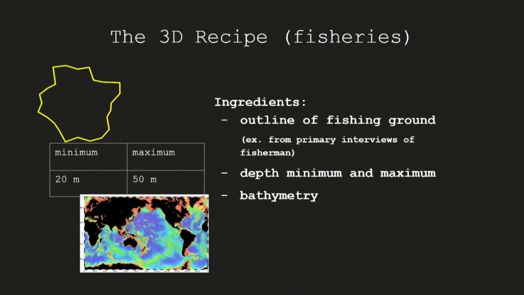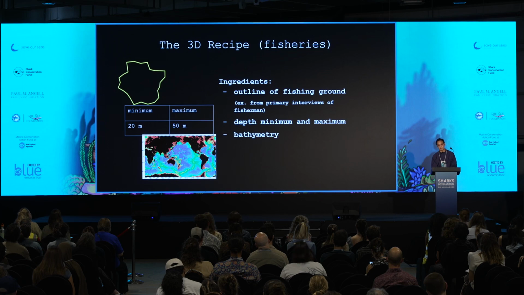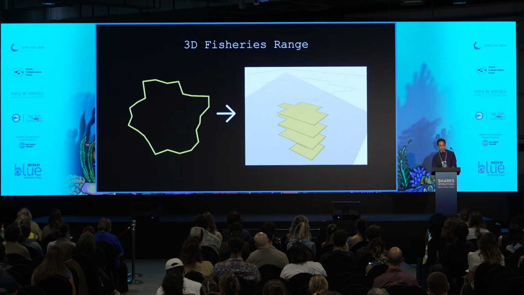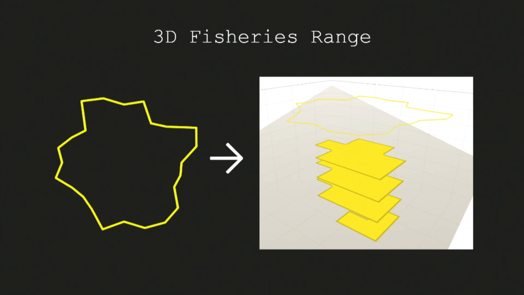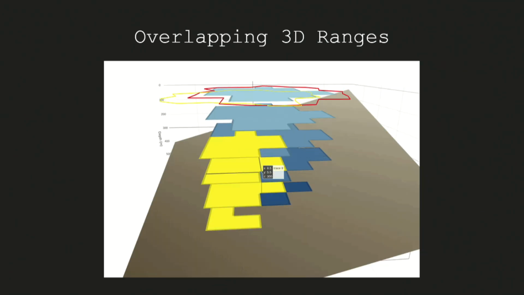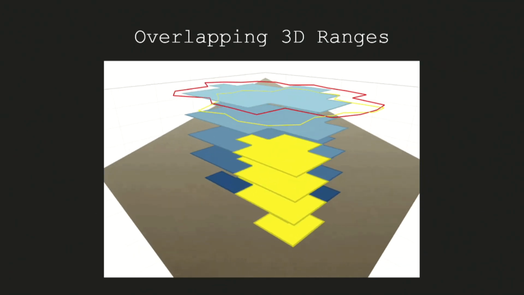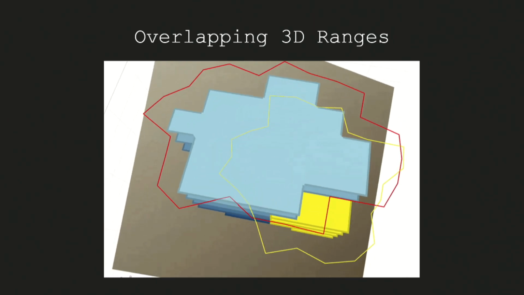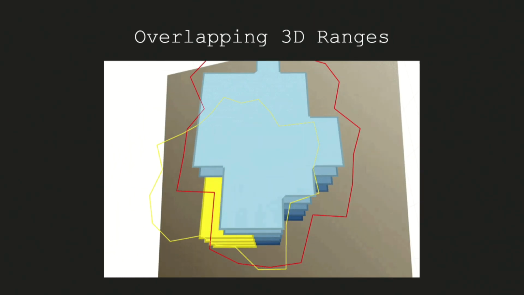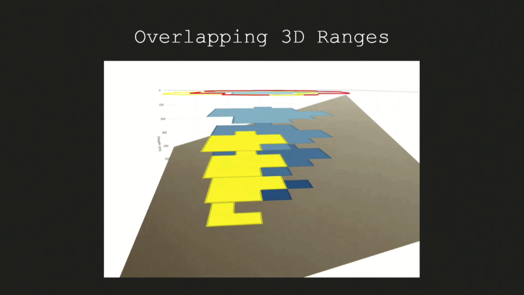We repeat the same thing for the fisheries instead. We take the outline of the fishing ground, the depth minimum and maximum of the gear types, and the bathymetry, and we can also turn that into a raster stack representation of the volume of space that those fisheries operate at. Then we can overlap those 3D ranges with one another to get not just an area of overlap between species and fisheries, but a volume overlap between the two.